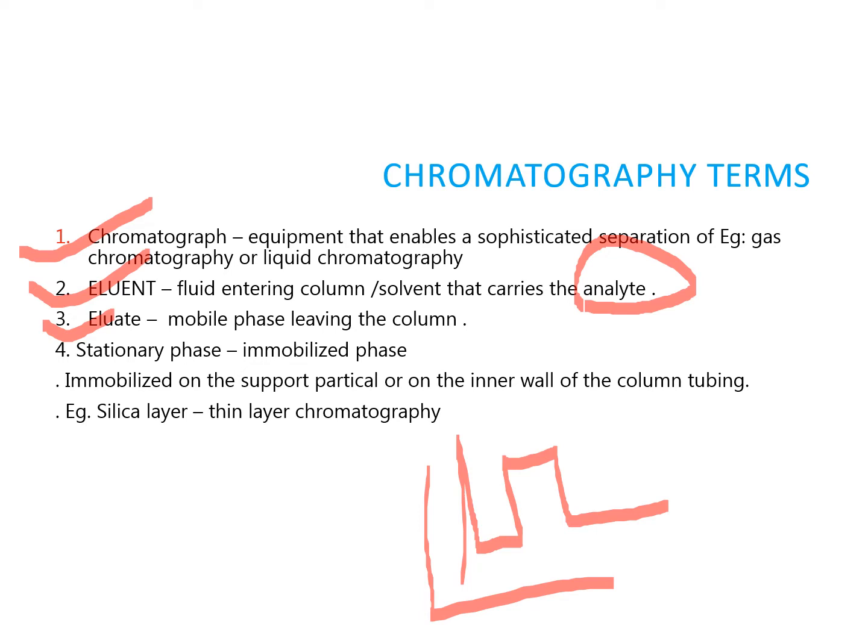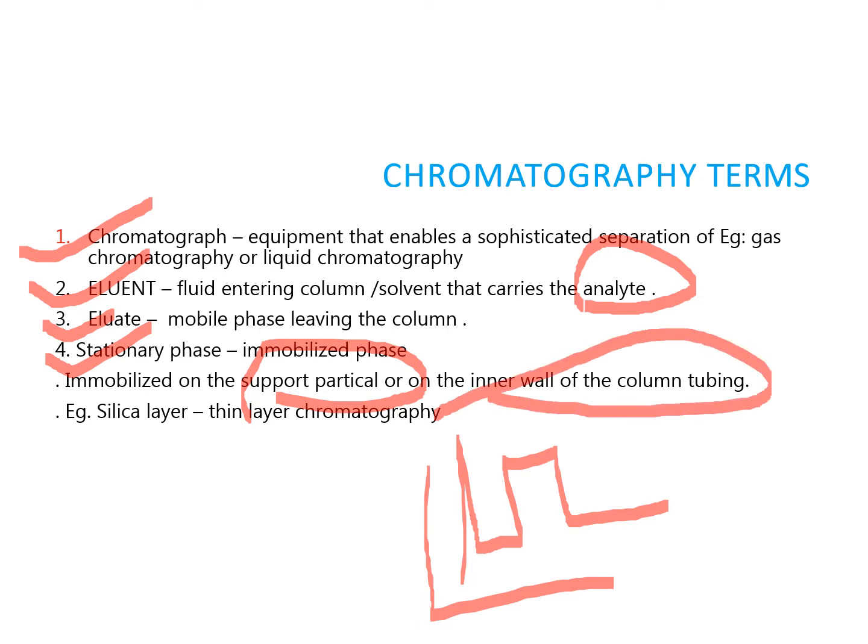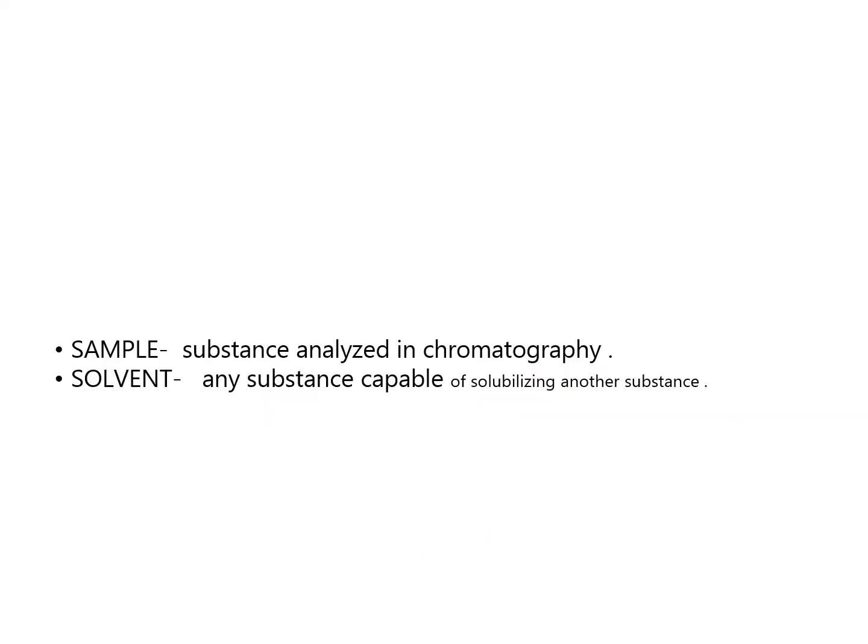Stationary phase, I have already told you, is the immobilized phase, which is held with the help of supporting media. For example, the silica gel layer in thin layer chromatography, right? It is on the supporting media or on the inner wall of the column tubing. So all this is the column tubing and this is the supporting media. Sample is the substance which you want to analyze, and the solvent is capable of solubilizing your sample. Okay, these are the terms.